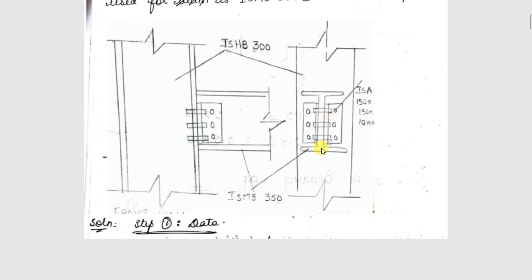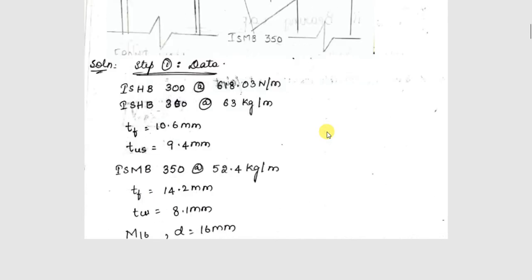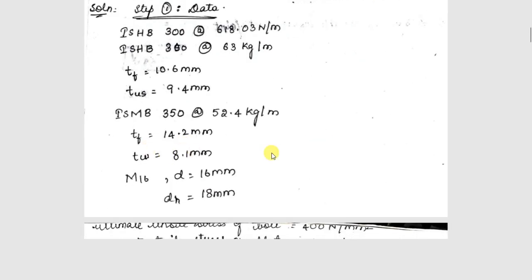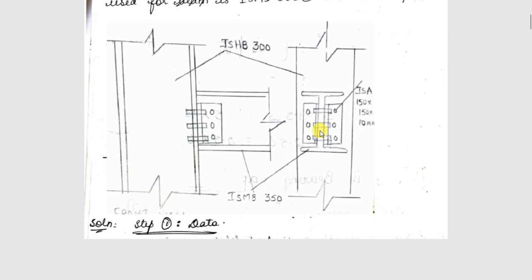So it will act as a double cover butt joint. And the value of T will be decided on 2 values. One is thickness of web and the other is the summation of angle leg thicknesses. So 10 and 10, 20, and the thickness of web of beam is 8.1. Between 8.1 and 20 mm, the least is 8.1. So the value of T will be 8.1 mm. And we have to design this as a double cover butt joint, hence NN1 and also NS1.